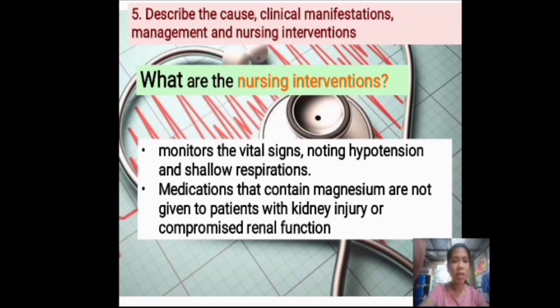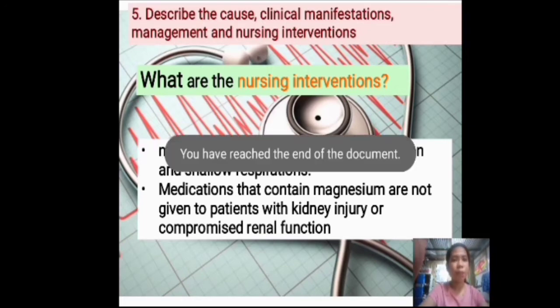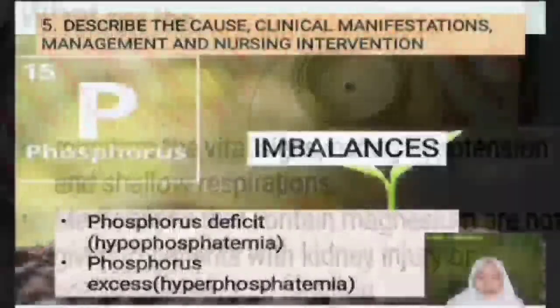Next, we need to monitor the vital signs, noting the hypotension and shallow respiration, since these signs and symptoms can be seen in the patient with this kind of electrolyte imbalance. And also, medication that contains magnesium should not be given to the patient who is experiencing kidney injury or compromised renal function. So, that's all. Thank you.